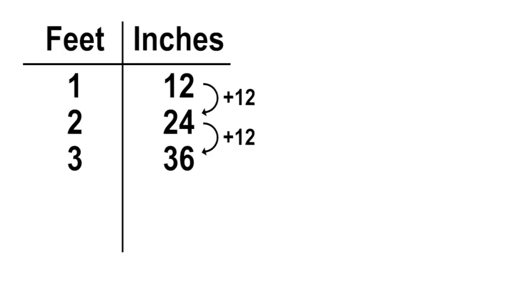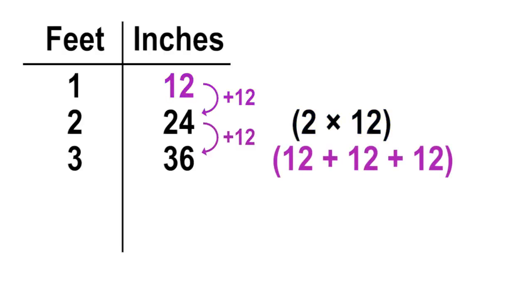As you continue to help your child fill out the chart, help them look for patterns. With 1 foot, we had 12 inches. When we added 12 more inches for the next foot, that is the same as 12 plus 12. Hey, that's repeated addition, which we know is really multiplication. So it is 2 times 12. With 3 feet, that is 12 plus 12 plus 12.